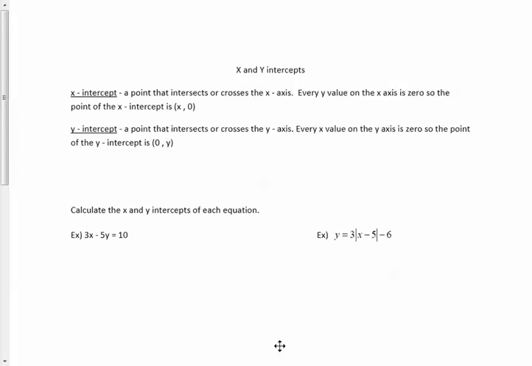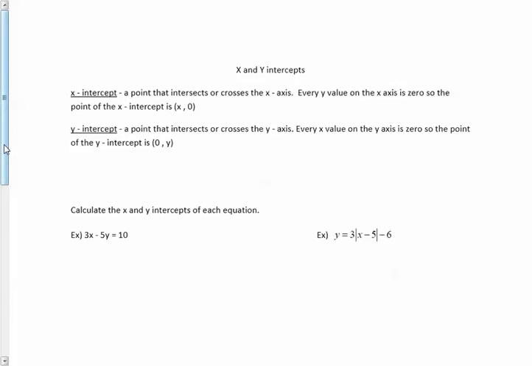In this video, we're going to talk about solving equations with the x and y intercepts. So the x-intercept is a point that intersects or crosses the x-axis. Every y value on the x-axis is 0, so the point of the x-intercept is x comma 0. The y-intercept is a point that crosses the y-axis. Every x value on the y-axis is 0, so the point of the y-intercept is 0, y.